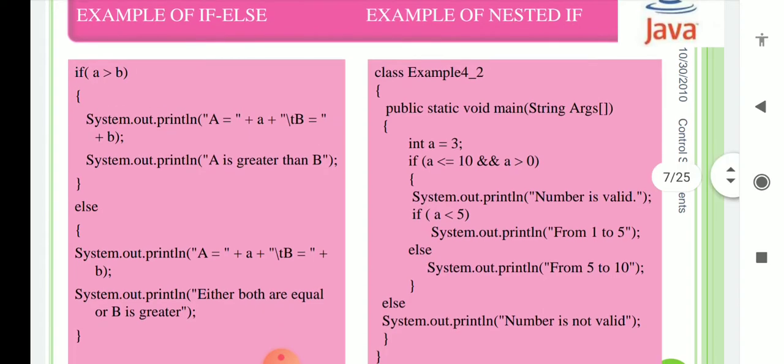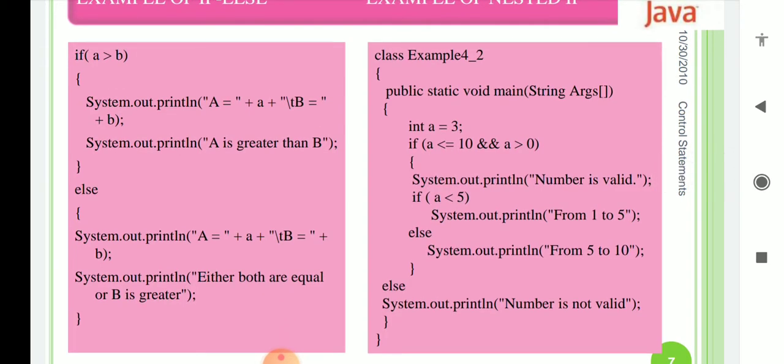The example of if else and nested if statements. If a greater than b, the first block executes. If the condition is false, the else block executes. In the nested if program, public static void main, we take a variable and apply the condition a greater than or equal to 10 or a less than or equal to 10 and a greater than 0. The valid number is 5, so the first block will execute. Then we take one more if condition, and its statement executes, followed by the else statement.